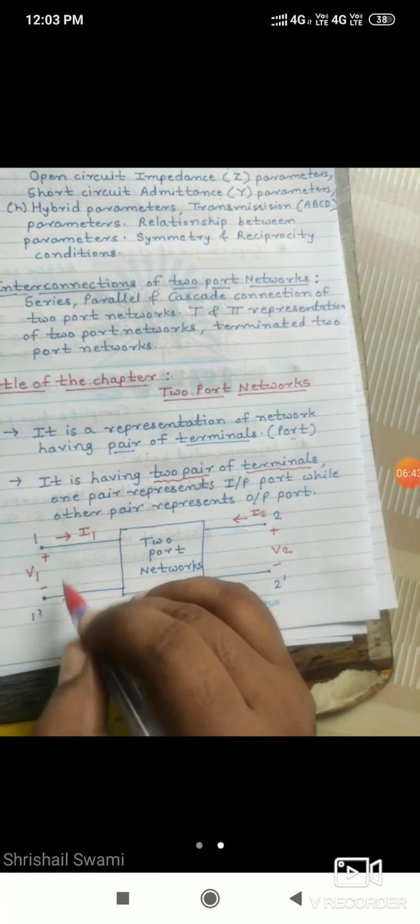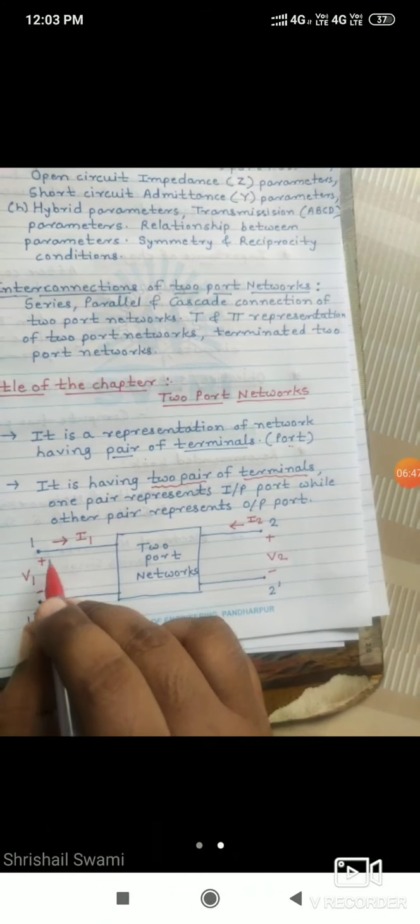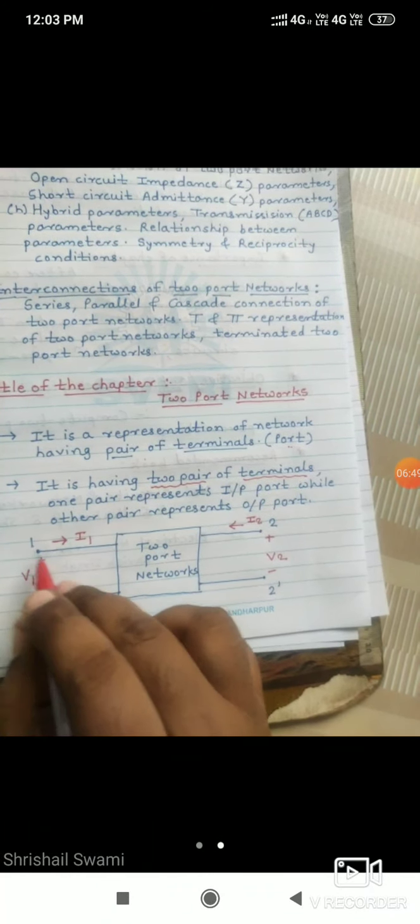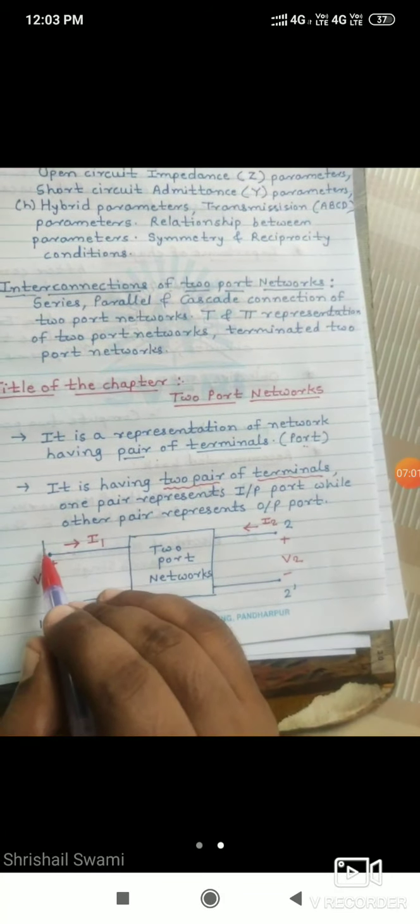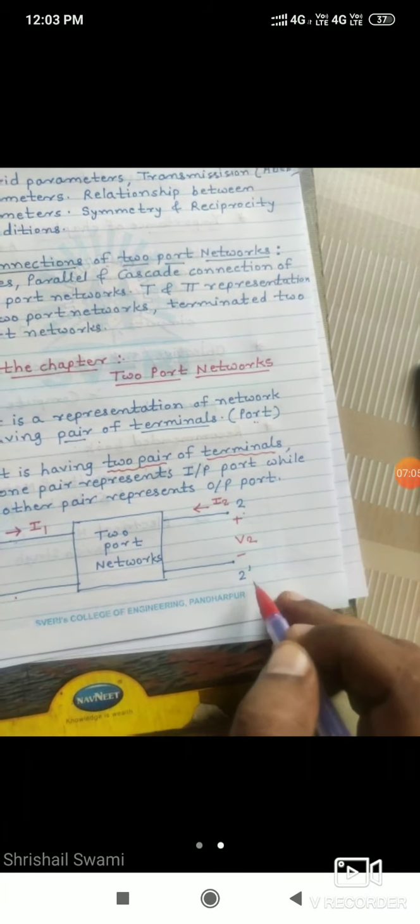So 1 and 1 dash are the names of terminals. What do we call this? A pair of terminals. This is called a terminal. If a pair is there, we can consider it as a port. So here this is one pair and this is another pair. For the first pair I will give the input port, and this is the output, or port 1, port 2. So port 1 means 1 dash, port 2 means 2 dash.